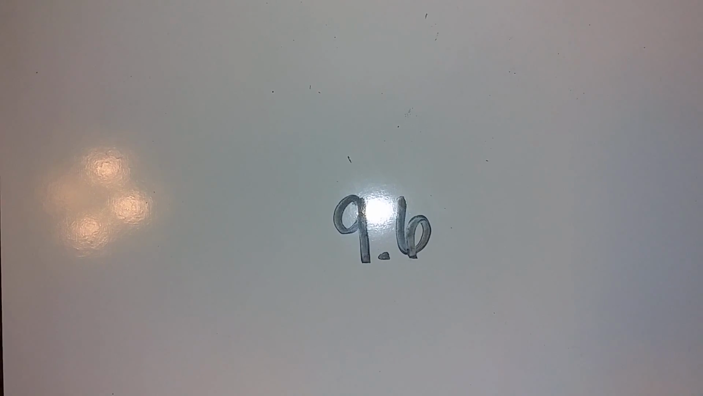Hello class. Today we are looking at section 9.6, radical equations. Turn to page 694 and let's look at a little vocabulary. You have the power rule. It says if x, y, and n are real numbers and x equals y, then x to the nth power equals y to the nth power.